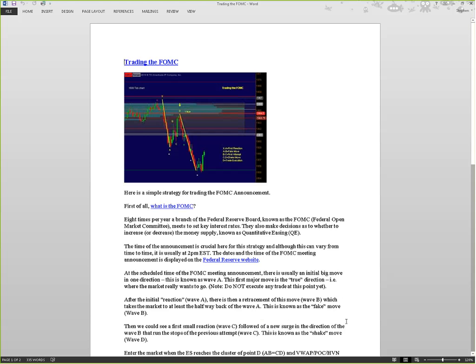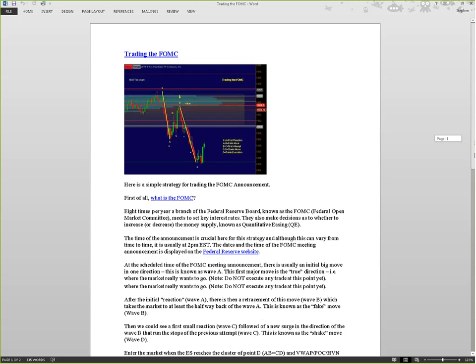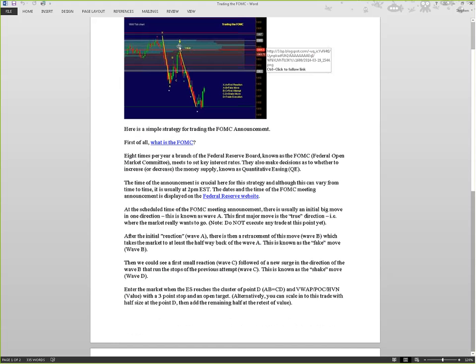So we could see a first small reaction, then wave C back down. Typically, again, you want it to go about halfway to retrace that. That's kind of a shake move. And then when the pattern's completed at D, which ideally retraces 61.8% of the first A wave move, which is almost the case in the chart you can see here, it almost looks like a perfect 61.8, and then it just ripped lower.